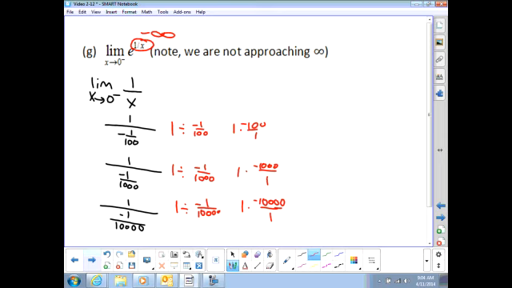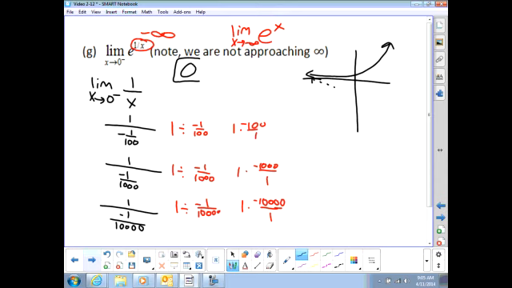So we just need to think, okay, what does e to the x do as x goes towards negative infinity? Because really, our exponent is just going towards negative infinity. And if you think of the graph of e to the x looks like this. And as we go towards negative infinity, we are getting closer and closer to 0. So overall, this limit is just going to 0.